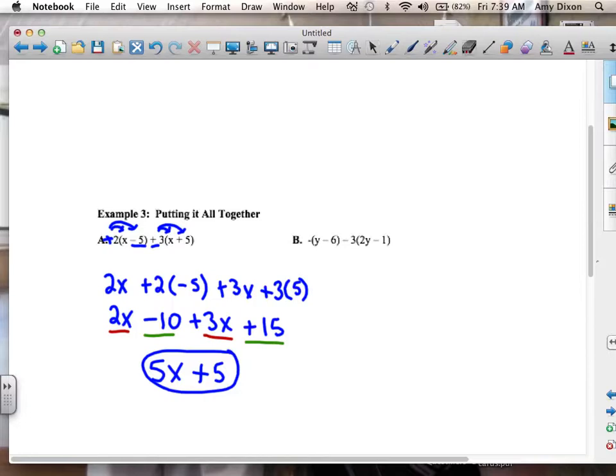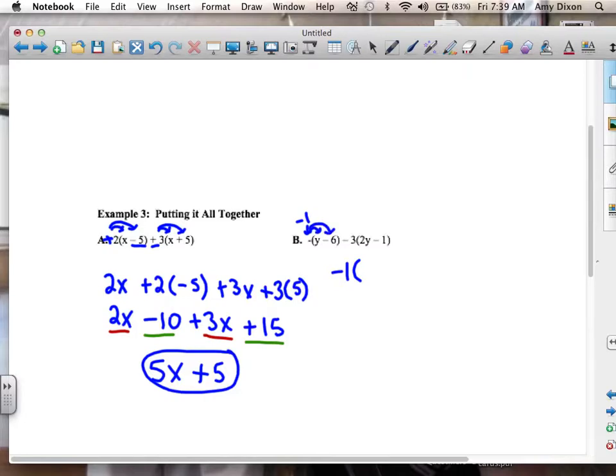Okay, let's move on to letter B. All right, letter B, we have negative y, or negative times y minus 6. Now let me tell you something about this negative right here. This is actually negative 1 in front of that. But again, like I said with ones, we don't always write ones in algebra. So there's actually a 1 there. So what we're going to be doing is taking negative 1 and multiplying it by the y and by the negative 6.